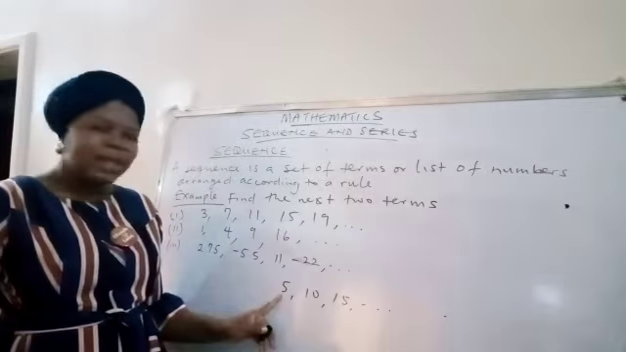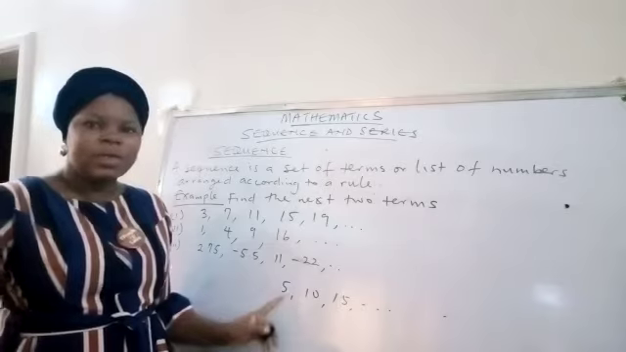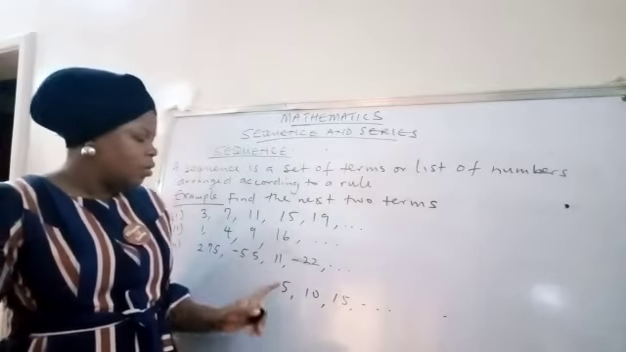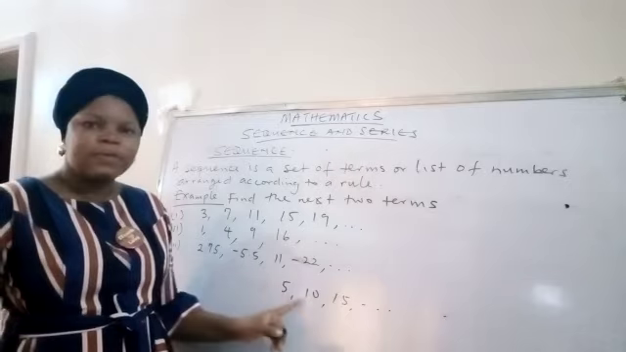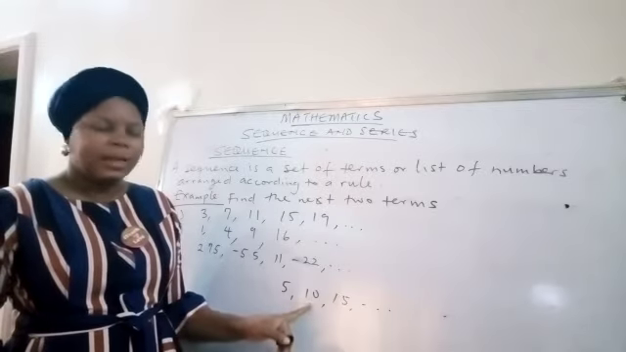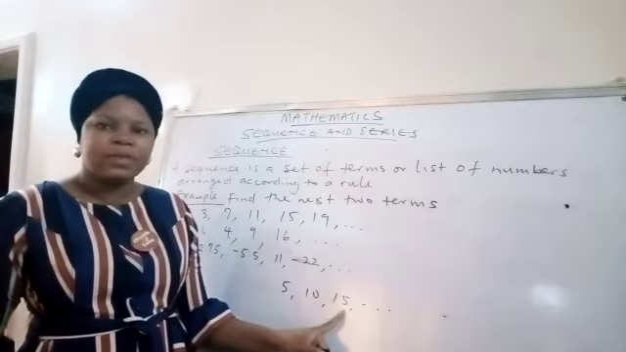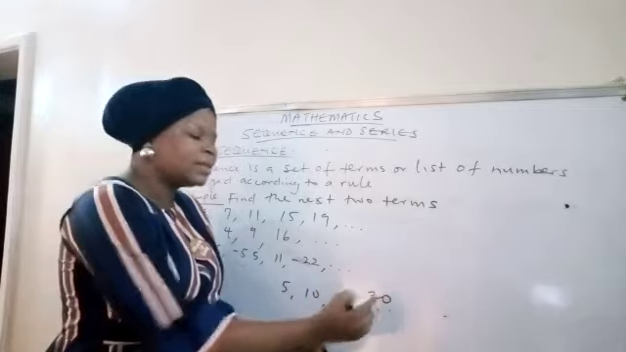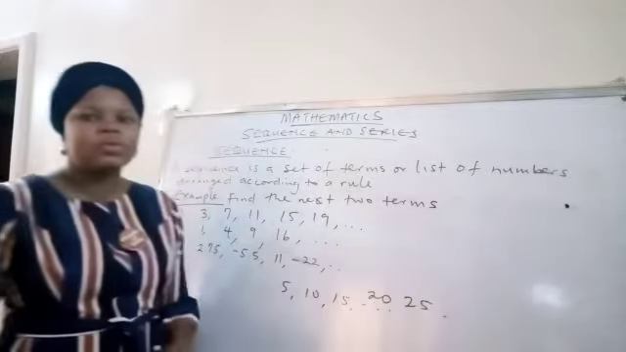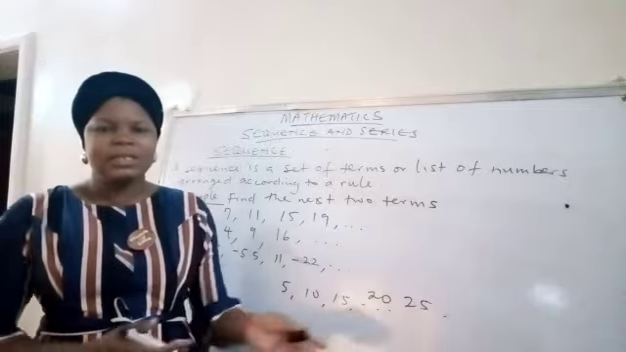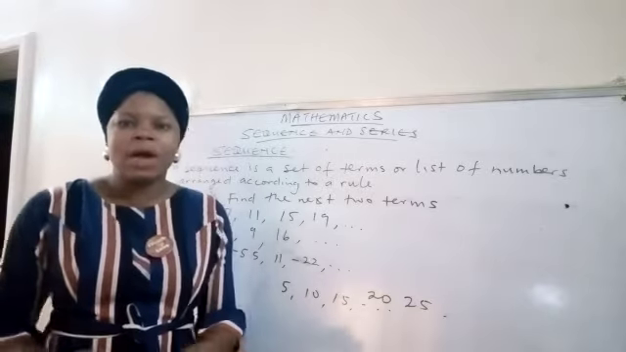If you look at the first term, each number in this sequence is known as a term. To get the second term, you are adding what? 5. 5 plus 5 will give me 10. 10 plus 5 will give me 15. 15 plus 5 will give me the next term, which is 20. 20 plus 5 will give me 25, and so on. So that is what we mean by sequence. It's a set of numbers arranged according to what?